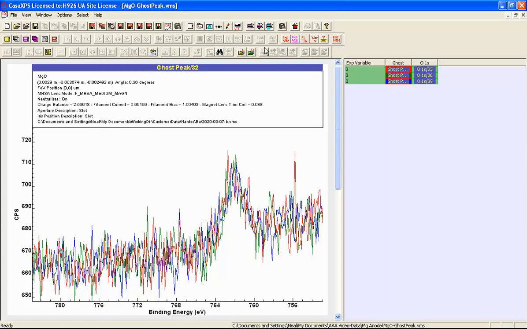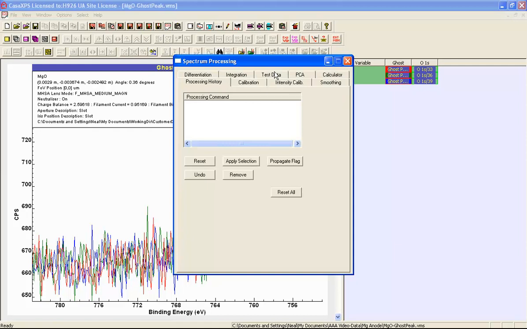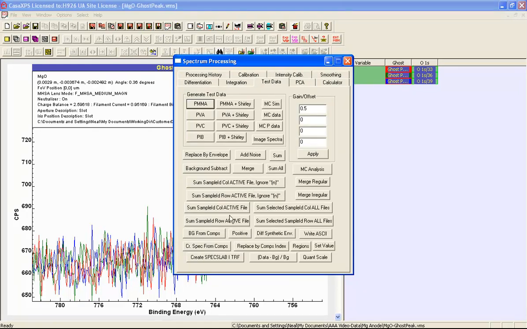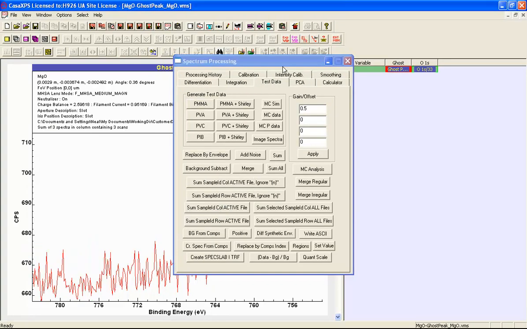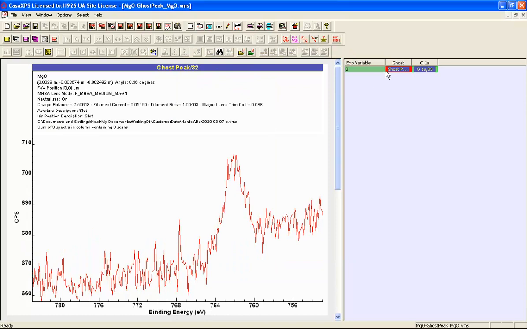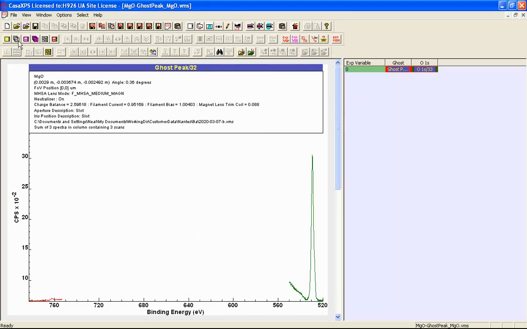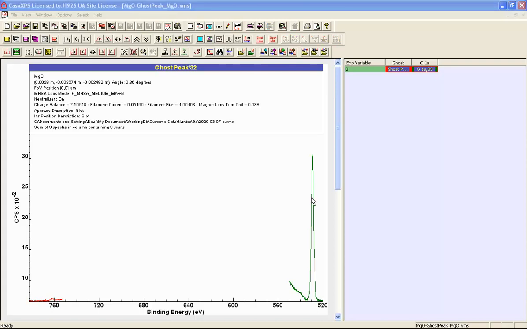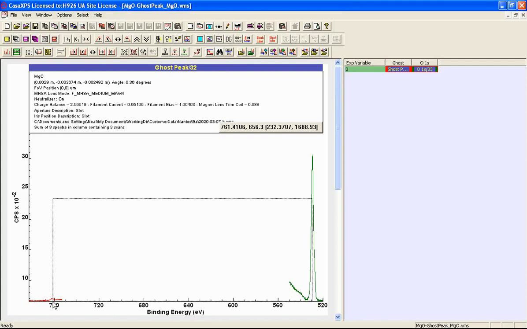In fact, if we sum all of these data that include oxygen 1s, we can see the relative intensity of the ghost peak to the oxygen 1s, and you can certainly see that a peak does exist, but indeed it is really quite small when compared in counts per second between the oxygen 1s from magnesium oxide and this ghost peak. If we measure the distance in energy of the oxygen 1s peak to this ghost peak, we see that it's about 233 electron volts.